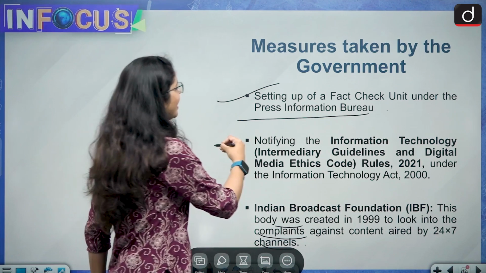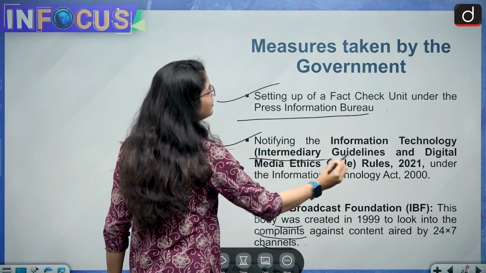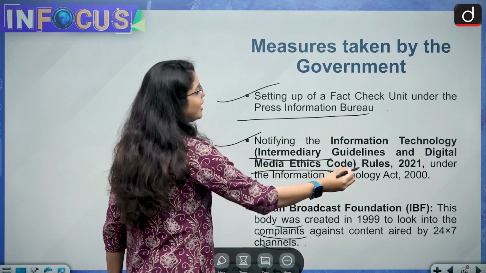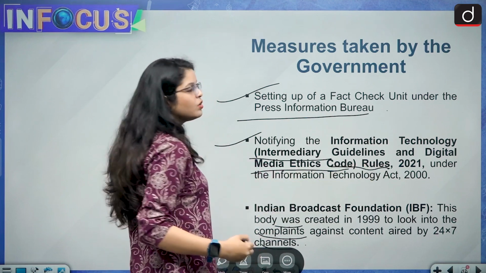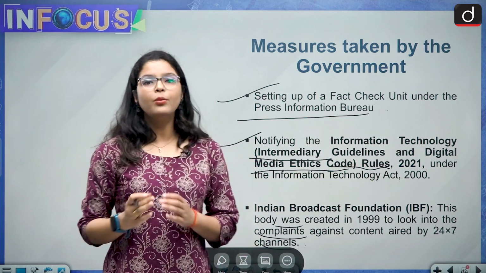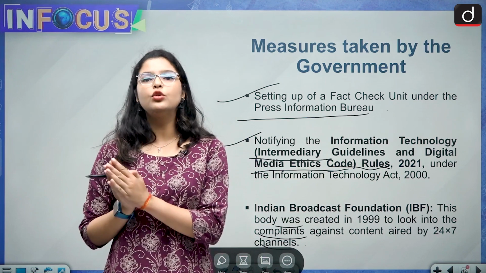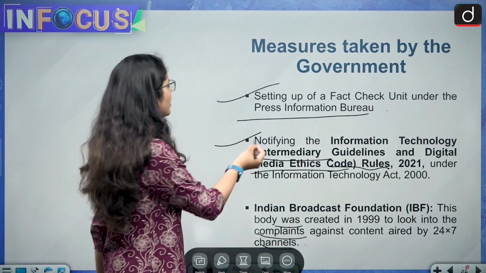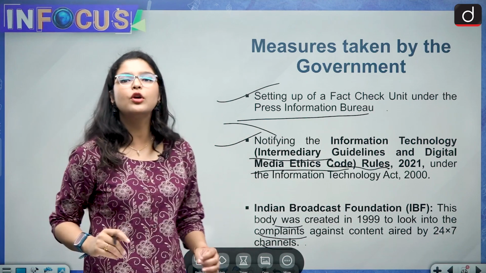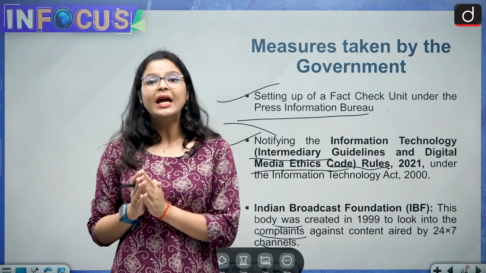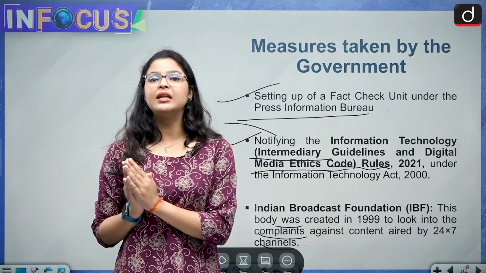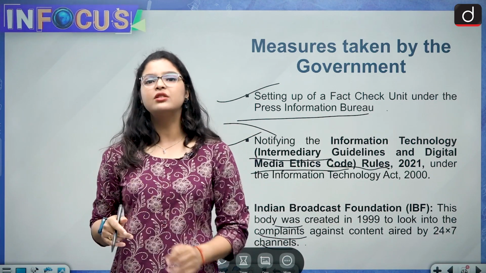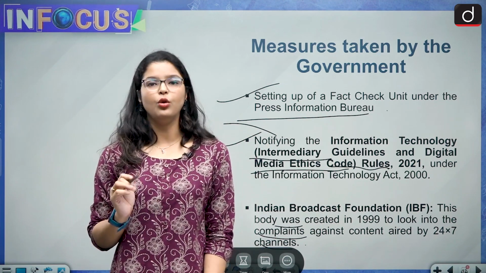Then there is the notifying of the Information Technology Intermediary Guidelines and Digital Media Ethics Code Rules 2021. So the government has recently notified the new IT rules for the intermediaries, and this has led to a tussle between WhatsApp and the government, because this allows the government to even break the end-to-end encryption used by WhatsApp, which WhatsApp is saying it will not allow.